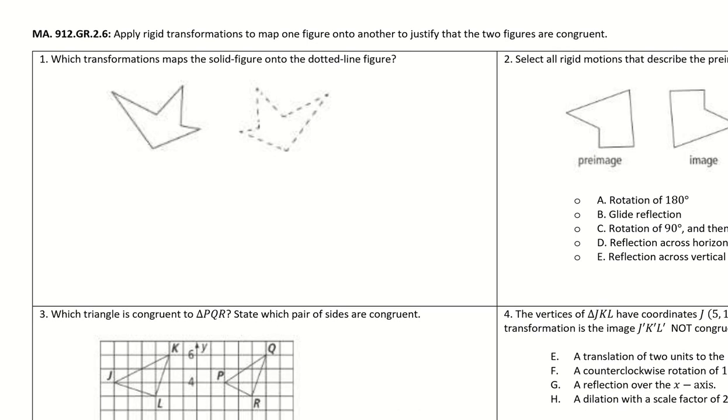All right. So next page, apply rigid transformations to map one figure onto another to justify that they're congruent. All right, so which transformation maps a solid figure onto the dotted figure? That's pretty straightforward. That's just a reflection, right? If you reflect it and flip it across this line, you're going to get the same image there.